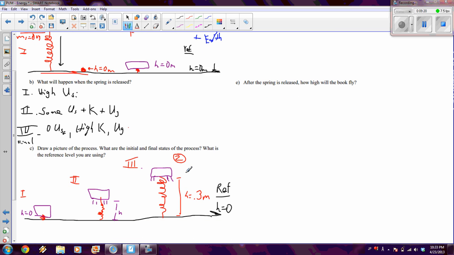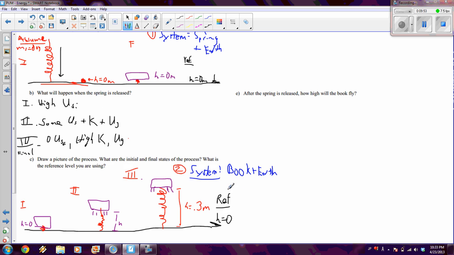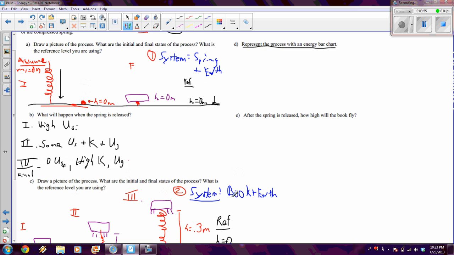And in our second system, we're going to be saying that the system here now does not include the spring anymore. It'll be the book and earth. So there's two separate processes going on here, and of course the system is whatever you define it to be, but in this case this is what I'm going to go with, and we will try to work this out.